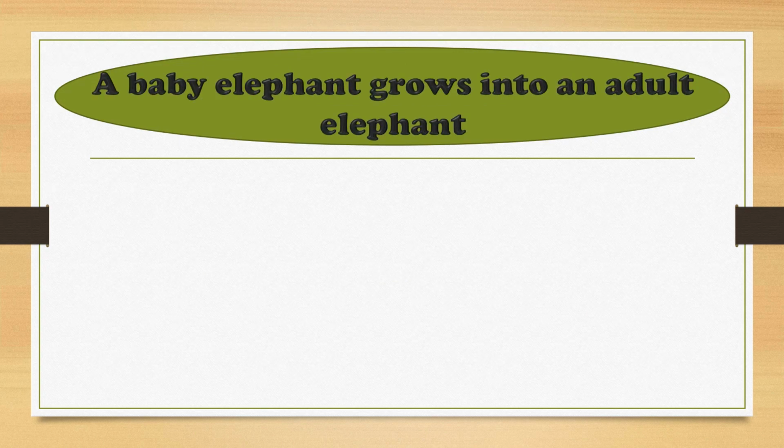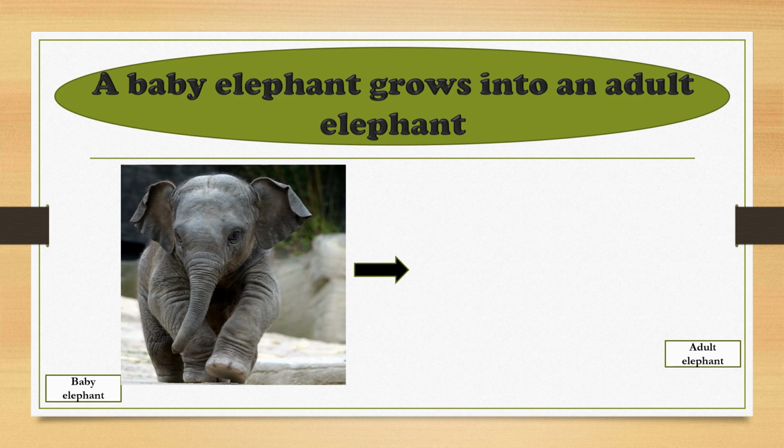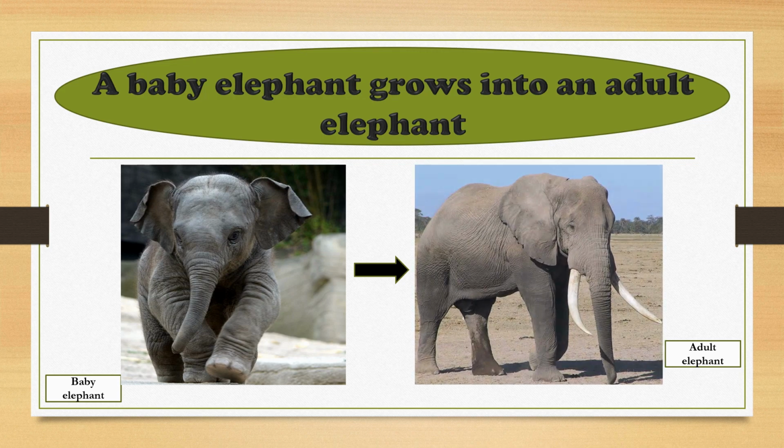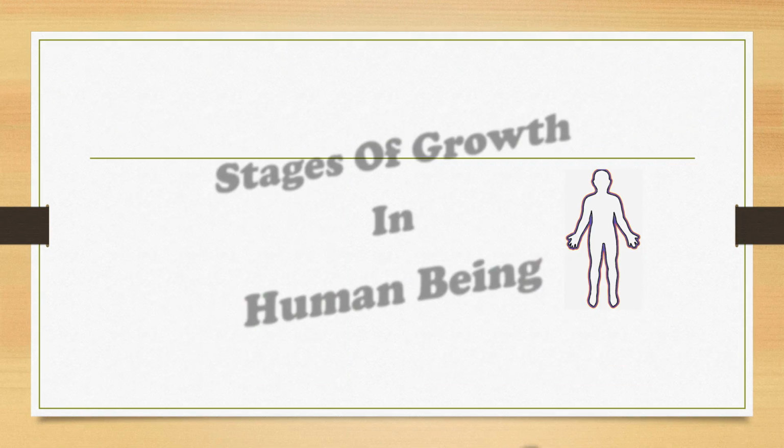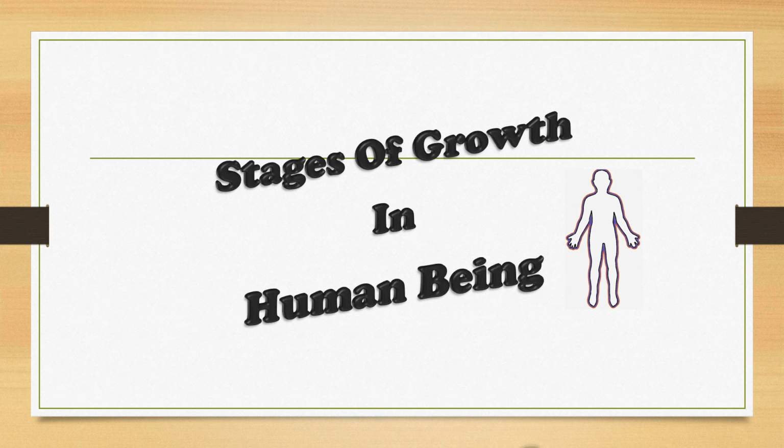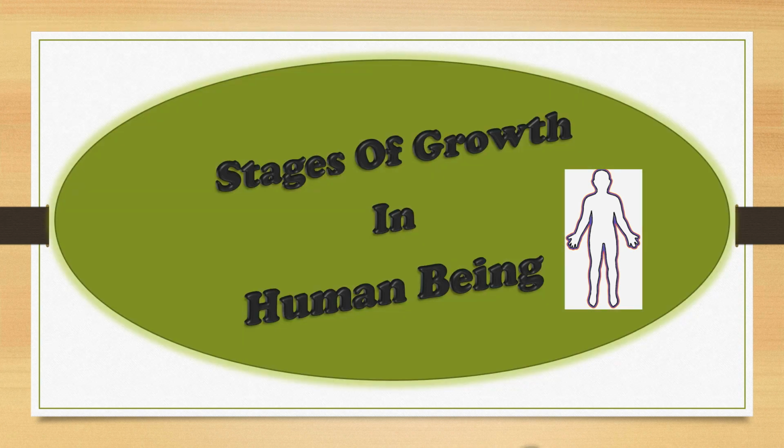Animals also grow by time, like a baby elephant grows into an adult elephant. You can see a baby elephant going through different stages of growth and turns into an adult elephant. Now, moving further towards this same topic, today we will take an example of how this process of growth occurs in human beings. So today we are going to learn the stages of growth in human beings.